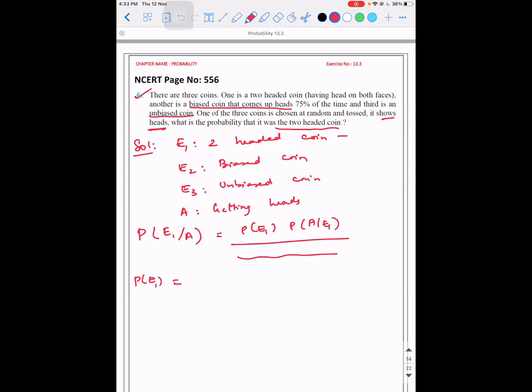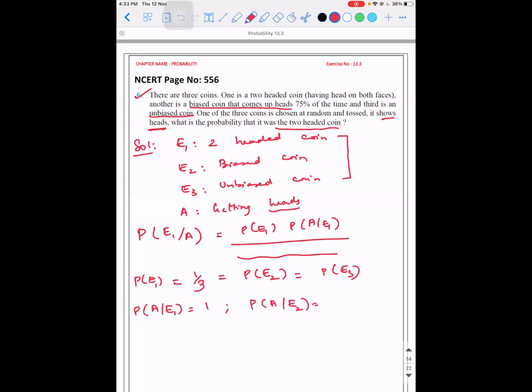How many coins do you have in your hand? You have 3. Out of the 3, getting a two-headed coin is 1 by 3. Same as the probability of getting an unbiased coin or a biased coin, because they are equally likely to happen. So what is the probability of A given E1? What is the probability of getting heads, knowing it has come? It is 1, 100%.